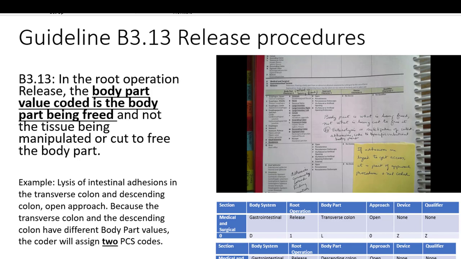If the surgeon's in the transverse colon and the descending colon and he sees all these adhesions that are just in the way, he's going to cut those adhesions. He's going to release that colon from those adhesions. So even though he's cutting the adhesions, you're coding what he's freeing, and he's freeing the transverse colon and the descending colon. And I have there the little blue boxes showing you how you might code that. It would be 2 different codes, because he's in 2 different parts of the colon with 2 different body part values.